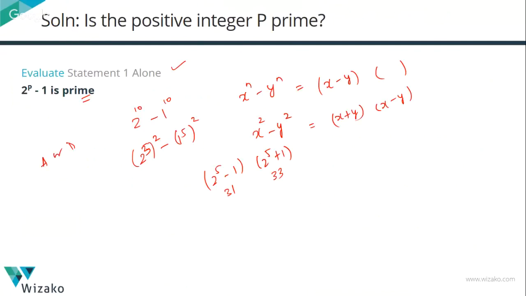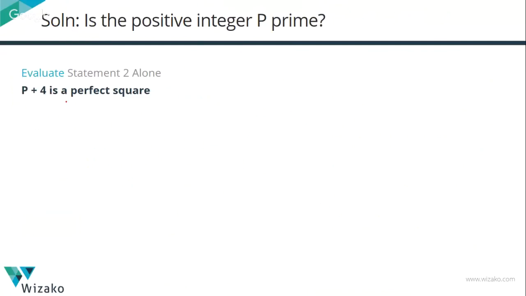Choices are either A or D. Look at statement 2. Statement 2 says that p plus 4 is a perfect square, right? So p plus 4 is equal to n square for us. So p is equal to n square minus 4, which is n square minus 2 square. So this essentially translates to a form of n plus 2 into n minus 2. Can it be a prime number? Temptation is to say no. The only exception will happen when n minus 2 is 1, which is when n is equal to 3. So if n is equal to 3, this is going to be 1 and this is going to be 5.